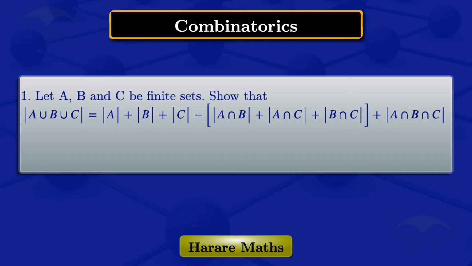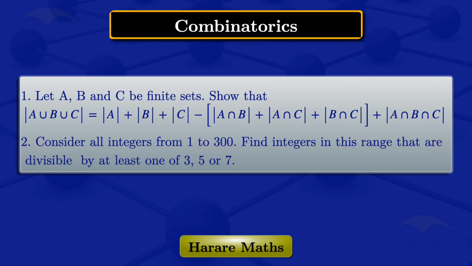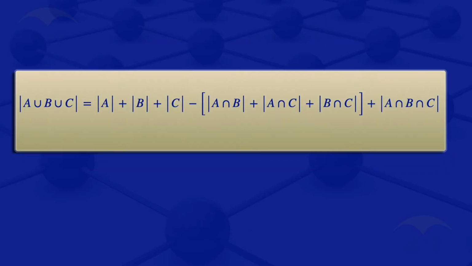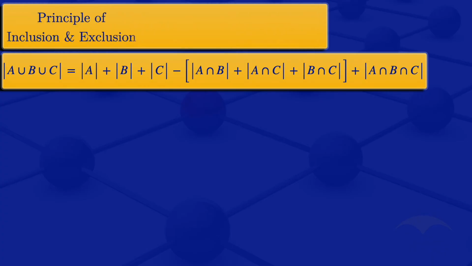plus the cardinality of A intersection B intersection C. And then I'll go on and consider the integers 1 to 300 and find the integers in this range that are divisible by at least one of 3, 5, or 7. So I'll start by showing that this expression here is valid. To show that, I'm going to use the principle of inclusion and exclusion for two sets.